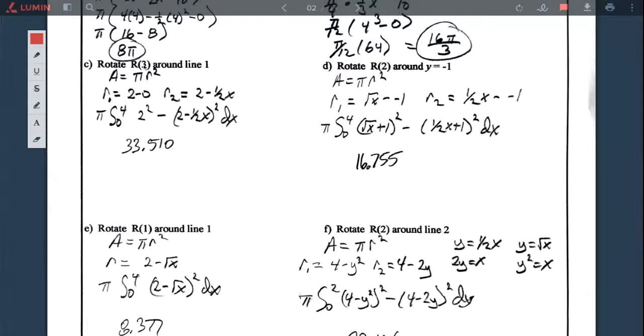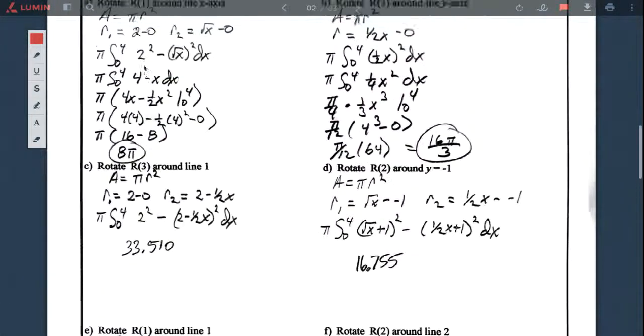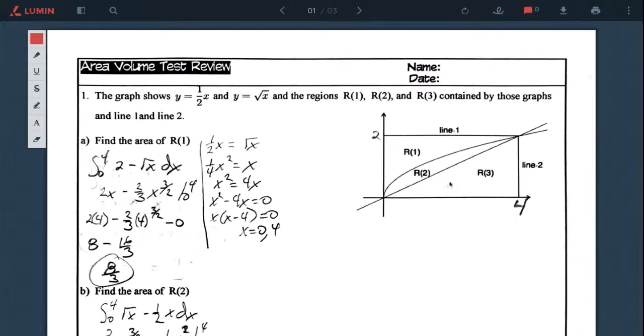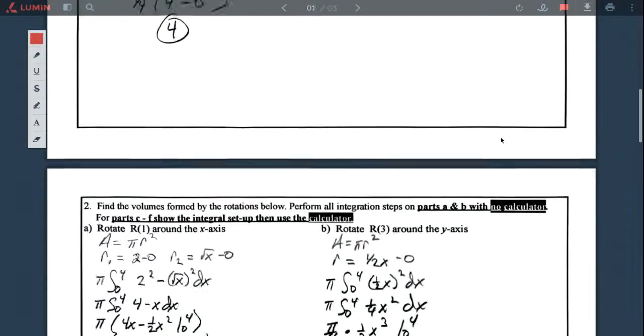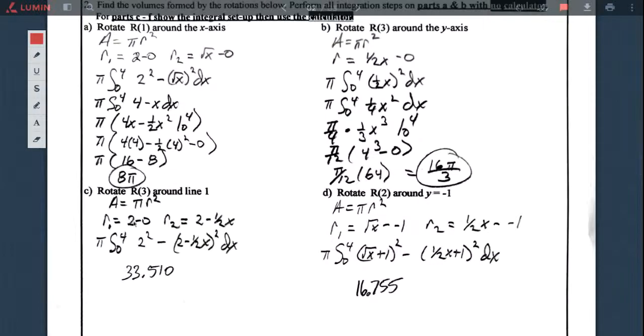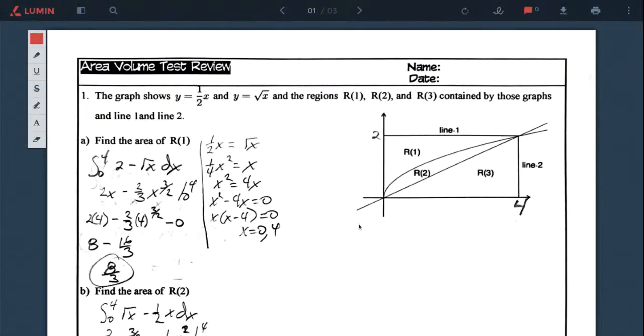Part C, R3 around line 1. So here's R3. We're going around line 1. Notice when I rotate this thing around, there is a gap. So that means I need 2 R's. Line 1 is on top. So that means 2 is going to come first on both of them.